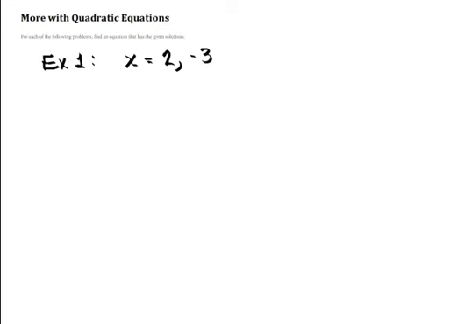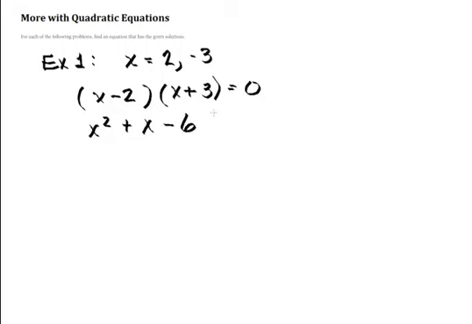Those are the solutions. So that means I know that we had to have started with x minus 2, because that would be a solution, and x plus 3. That would be a solution, because if I plugged either one of those two numbers in, I would get 0. If I plugged in a 2, I would get 0. If I plugged in a negative 3, I would get 0. Then working through this, multiplying it back out, I would get x squared, plus 3 minus 2, so that'd be plus x minus 6 equals 0. So this would be the equation that you would be looking for.